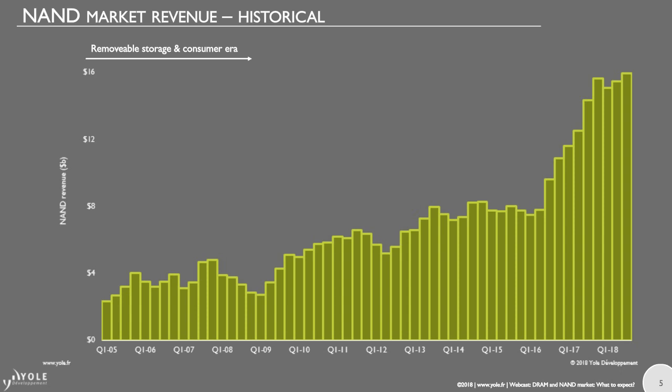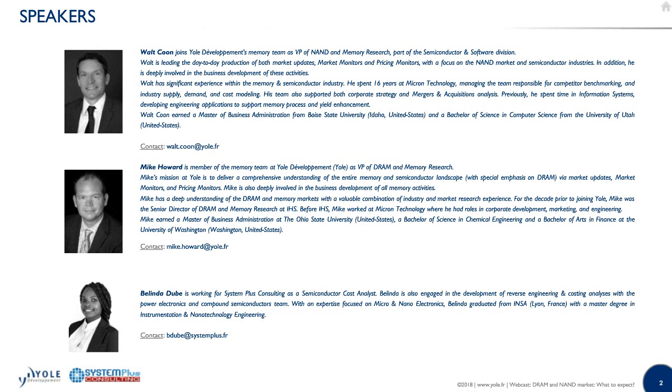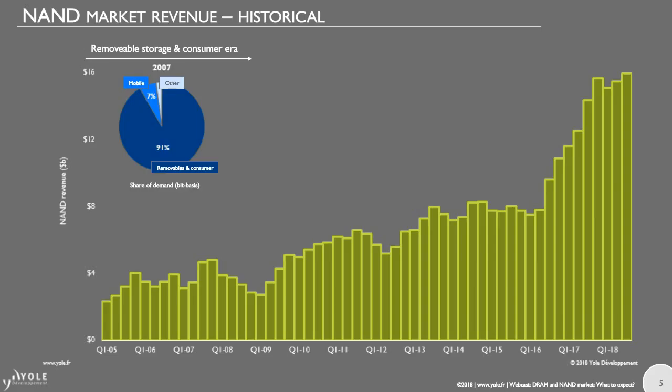SD cards, USB flash drives, embedded NAND and MP3 players and digital cameras, and those types of things really driving the vast majority of demand. In fact, in 2007, removable and consumer demand accounted for over 90% of all bit demand in the NAND market.